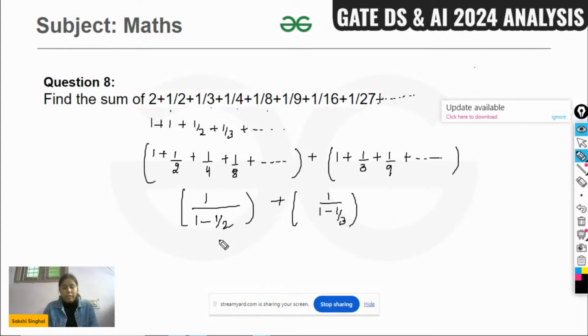So what would this become? This would become 1 by 2, that would become 2. And this would become 2 by 3, that would become 3 by 2. So if you solve it, it would become 4 and it would give you the answer 7 by 2. Right, this is the answer. Just let me know, guys, how many of you have done this question correct.